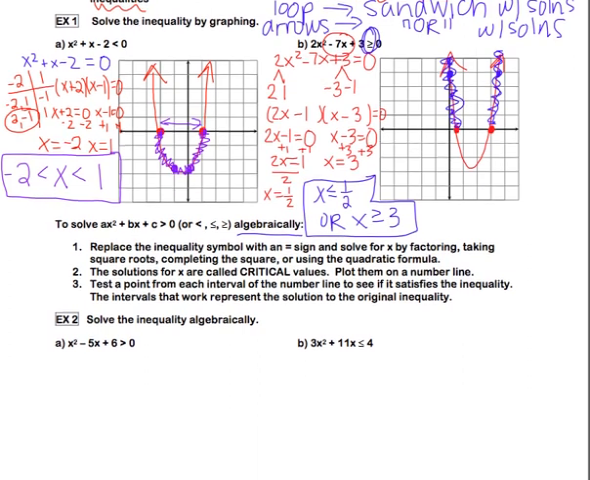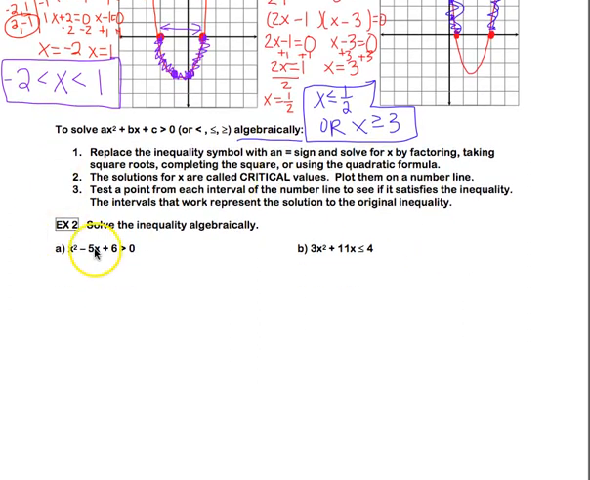Now we're going to look at solving algebraically. So both of these could be solved graphically as well, but we're just going to make sure that you can do both. They start off the exact same way. Replace the symbol with an equal sign, and then we're going to factor and solve. It does tell you you could solve other ways. If you remember those ways and want to use them, have at it. All the ones in your homework should be factorable.